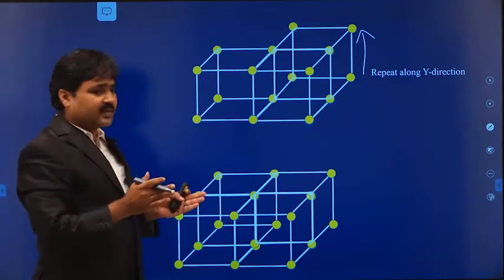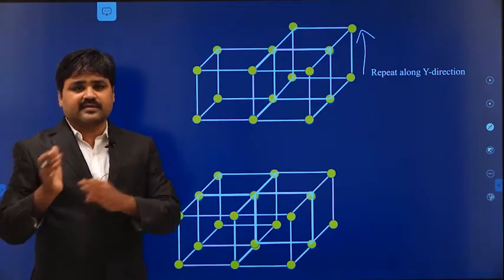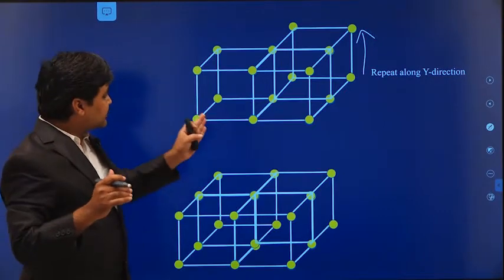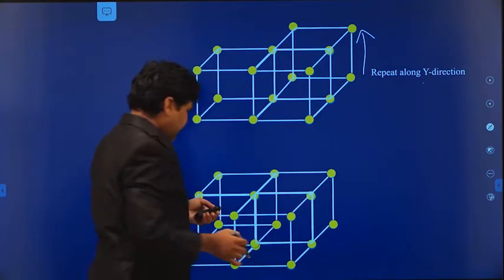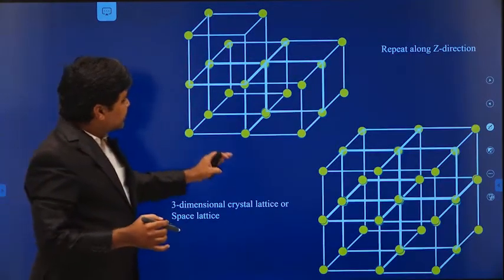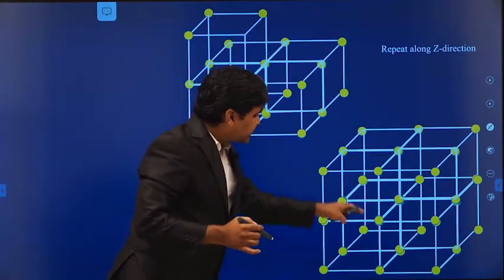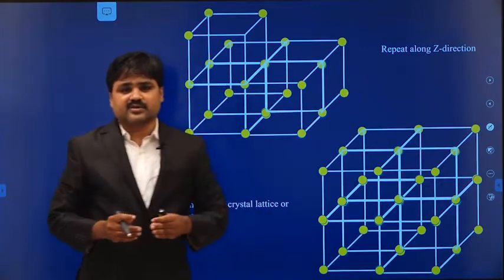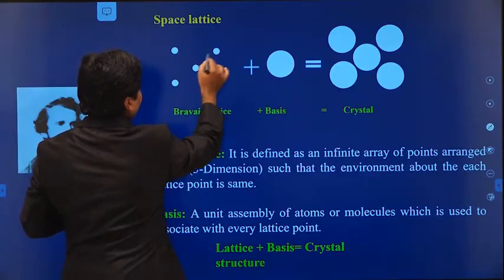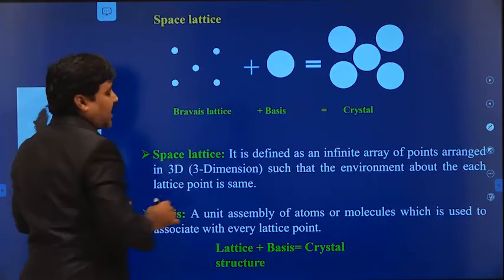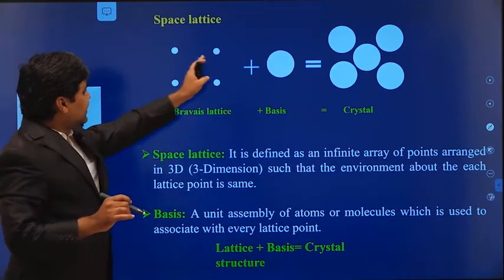In the case of one dimension, you repeat in one direction. In two dimensions, you repeat in both x and y directions. But in three dimensions, you repeat along the x, y, and z directions, and you get the three-dimensional crystal lattice. This is the concept of Bravais lattices: the imaginary points where atoms are actually located. These points are called lattice points.